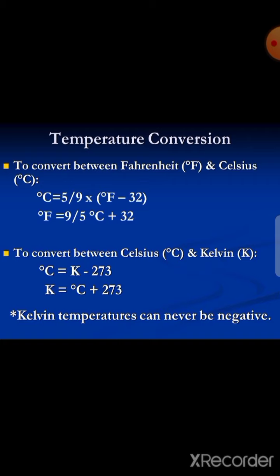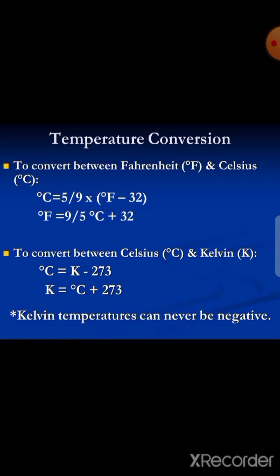So, to convert between Fahrenheit and Celsius, let us see the formulas one by one. C is equal to 5 by 9 into (F minus 32). So, this is the formula to convert from Fahrenheit to Celsius. The next one, you simply rearrange the formula, we will get F is equal to 9 by 5 into degrees Celsius plus 32. Okay. Then to convert between Celsius and Kelvin, another formula is given.